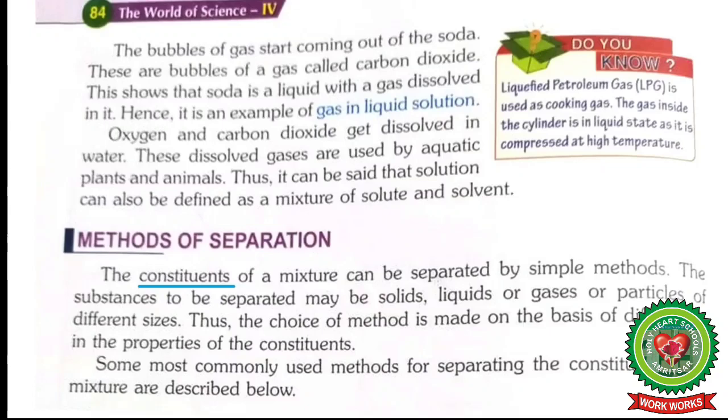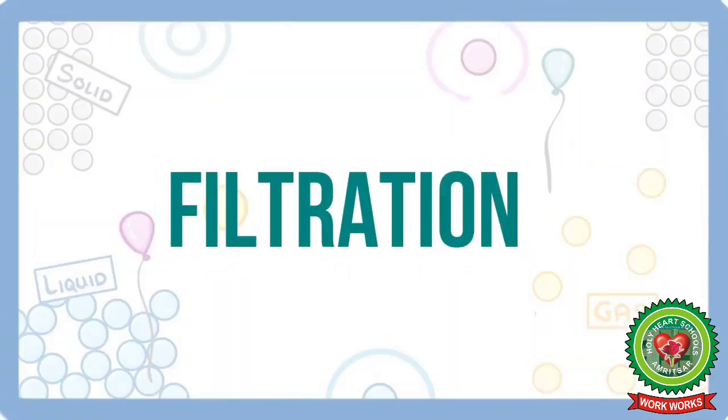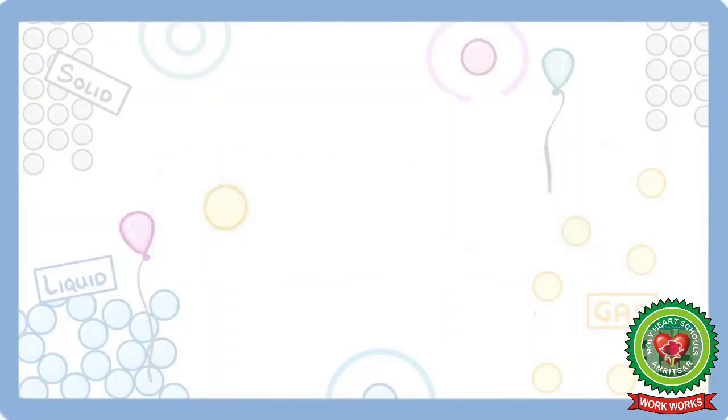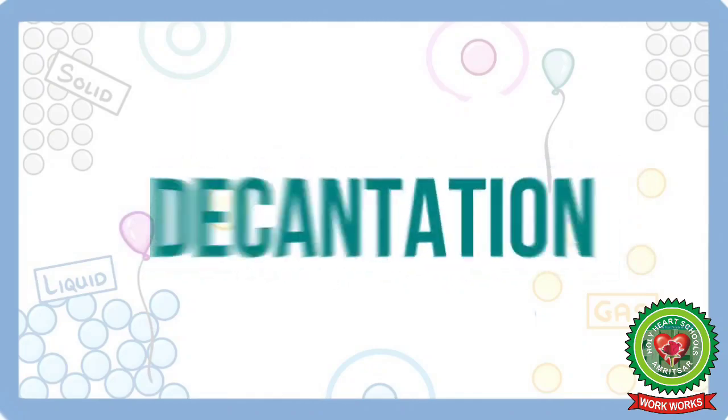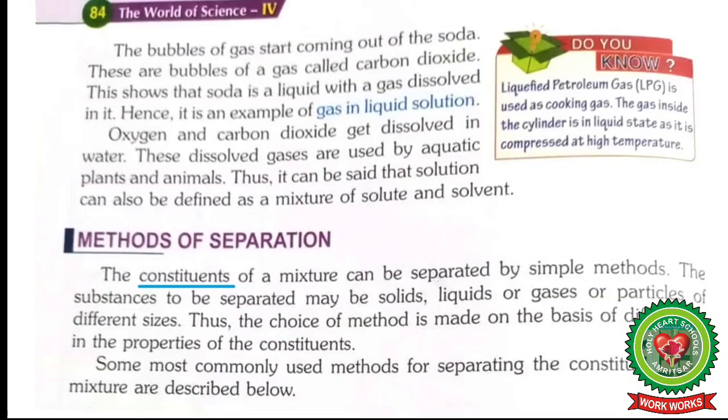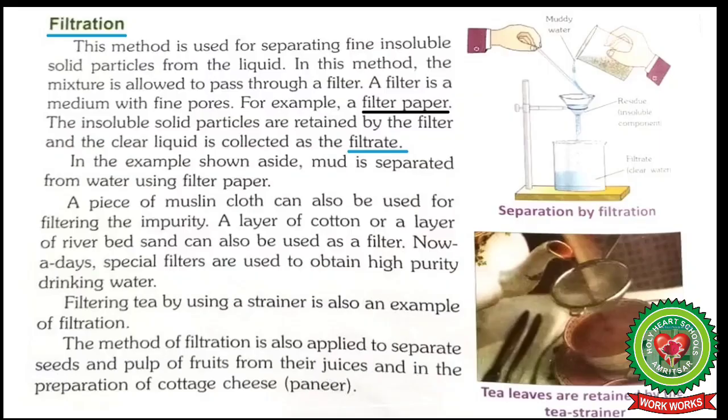On the basis of difference in the properties of the constituents, we can use different methods to separate out these components. The methods that are used for separation of these components are filtration, evaporation, sedimentation, and decantation. Now, let's learn about these methods one by one. The first method is filtration.